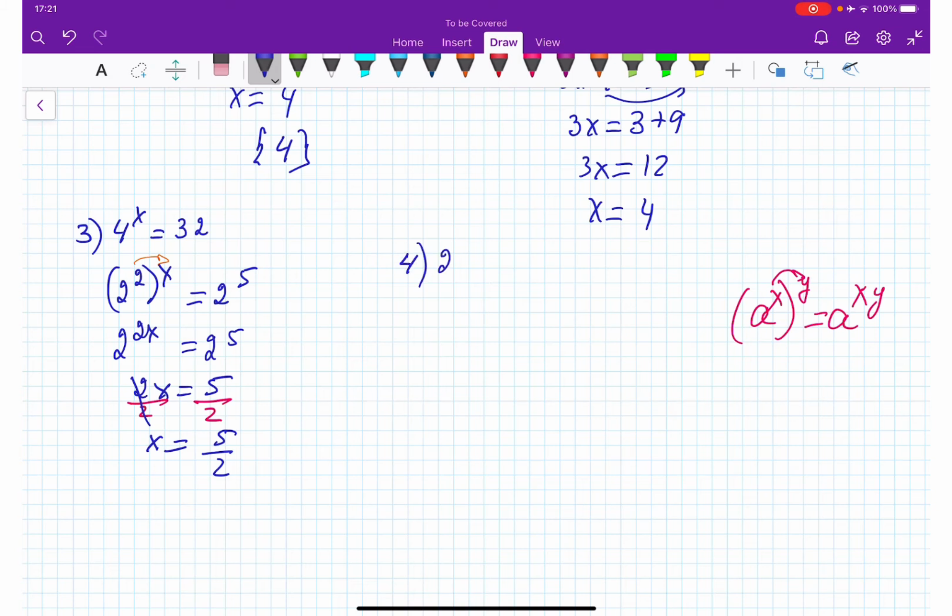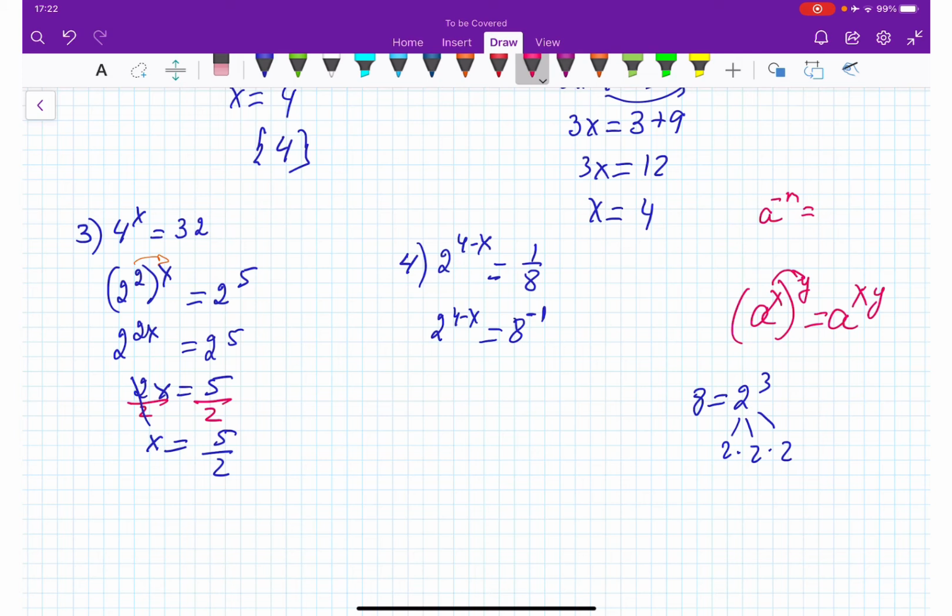We have 2 to power 4 minus x is equal 1 over 8. All right, so 8 I can represent as 2 to power 3, right? 2 times 2 times 2, 2 to power 3. But I have 1 over 8. Can I write it down as 8 to power negative 1? Yes, of course. Remember, let me remind you the property of exponent. a to power negative n is equal 1 over a to power positive n.